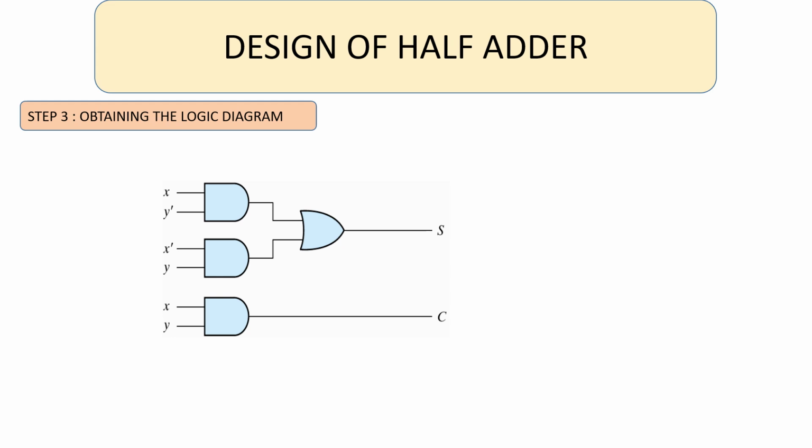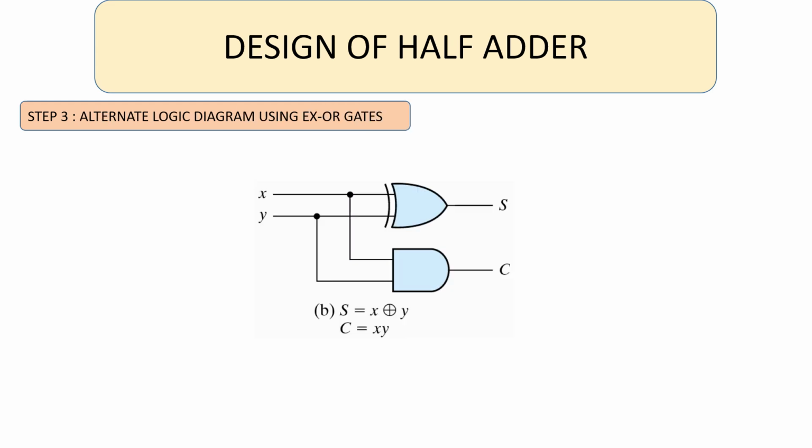Sum is x y bar plus x bar y, and the carry is x into y. Sum, as I said in the previous slide, can also be expressed as x XORed with y. So the sum expression is implemented using an XOR gate and the carry expression using the AND gate.